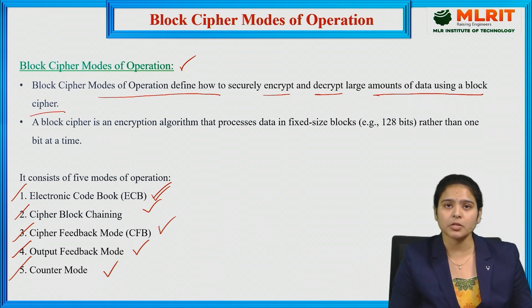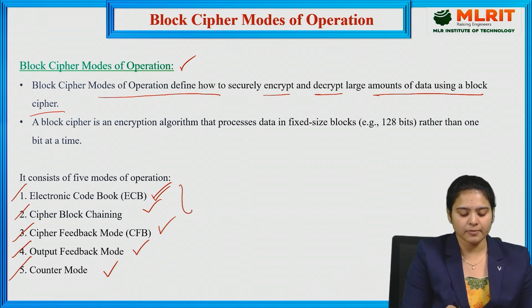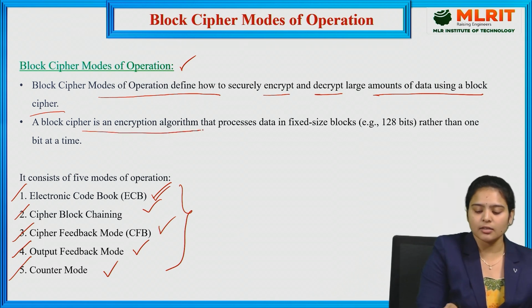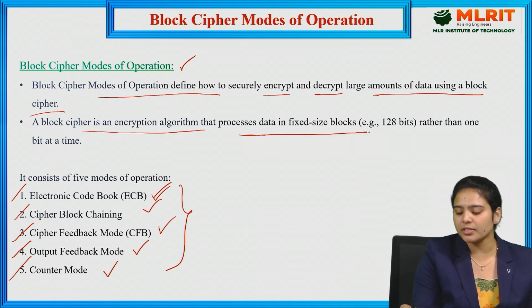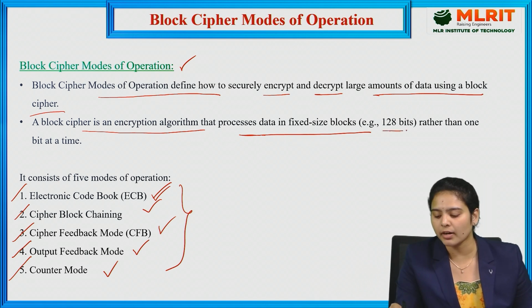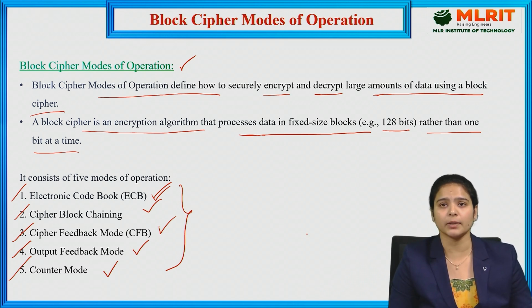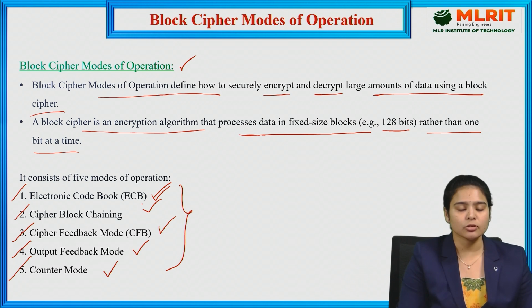For the encryption and decryption purposes, we are going to use block ciphers. These all five techniques, how they are performing by using fixed size blocks. It is an encryption algorithm that processes data in fixed size blocks, for example, 128 bits, rather than 1 bit at a time. So, it contains fixed size blocks, for example, of 128 bits.